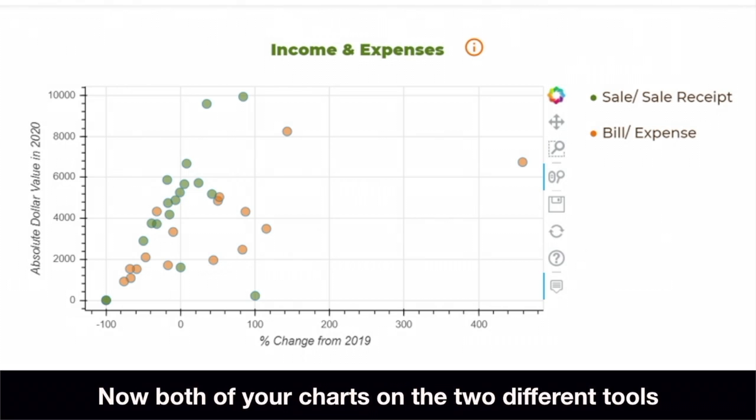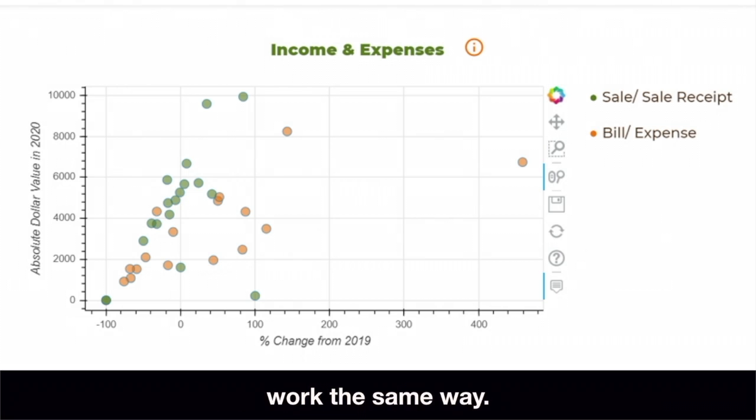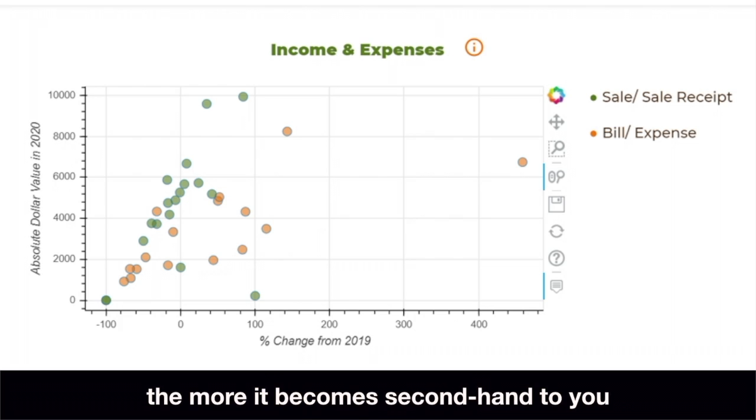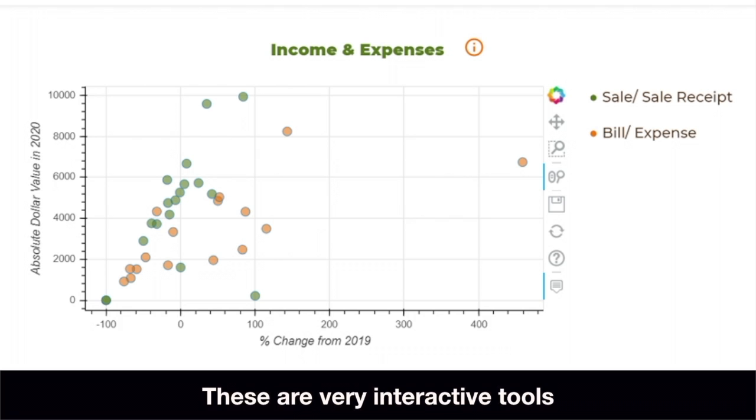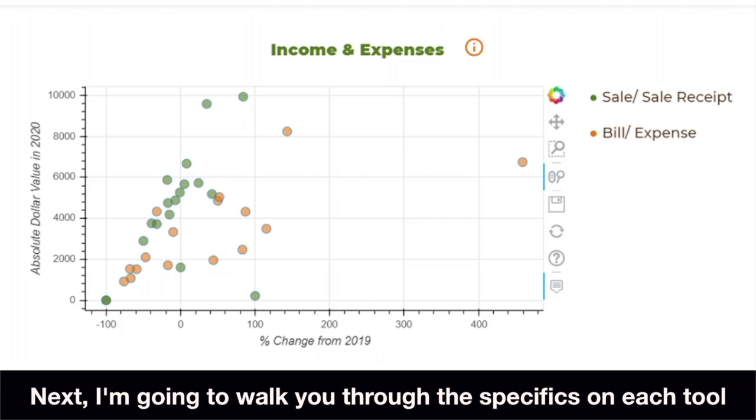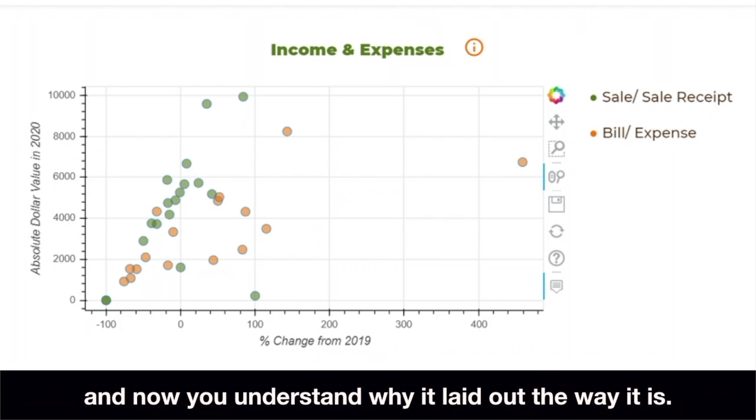Now, both of your charts on the two different tools work the same way. The more you use this, the more it's going to become second nature to you. And it is a lot of fun. These are very interactive tools, and they're that way for a reason. Next, I'm going to walk you through the specifics on each tool, and now you understand why it's laid out the way it is.